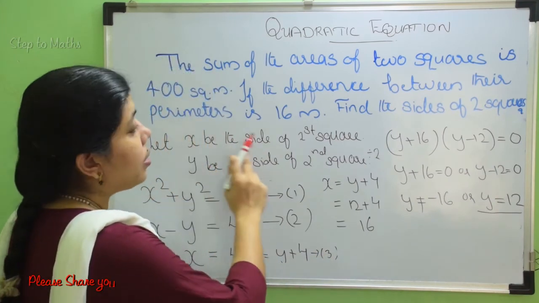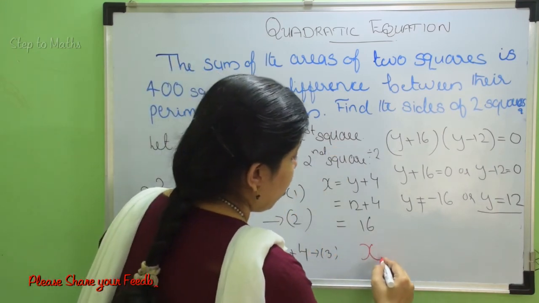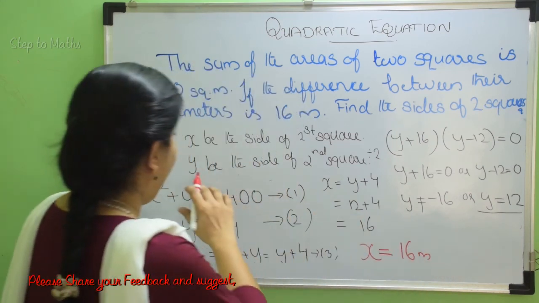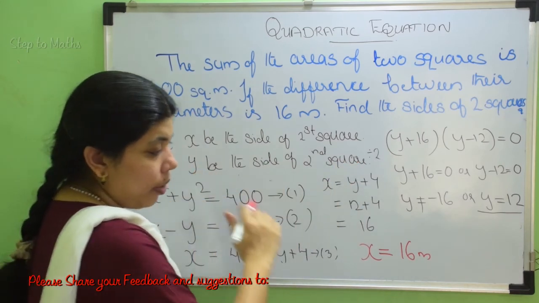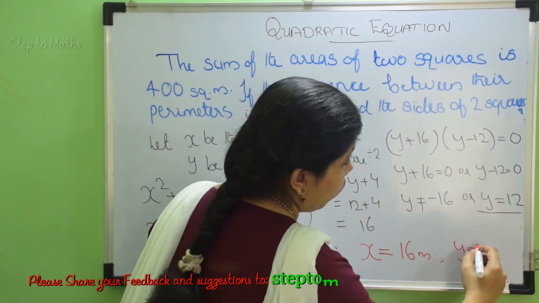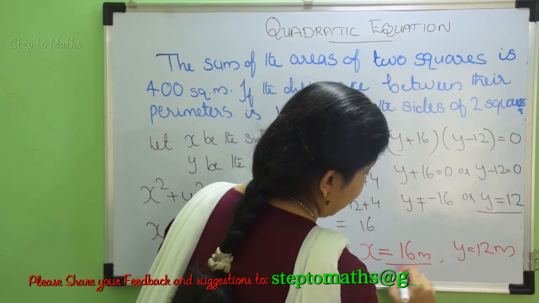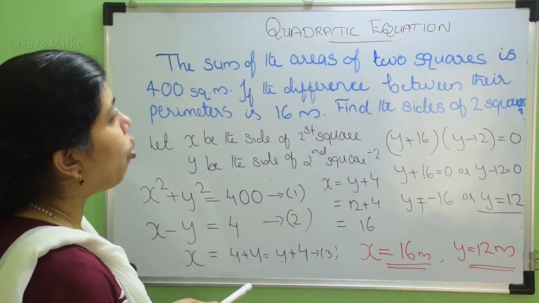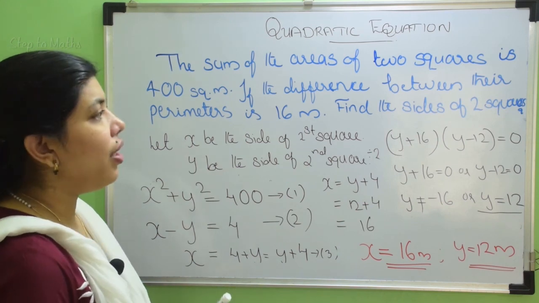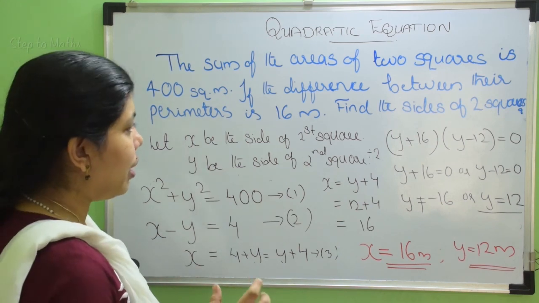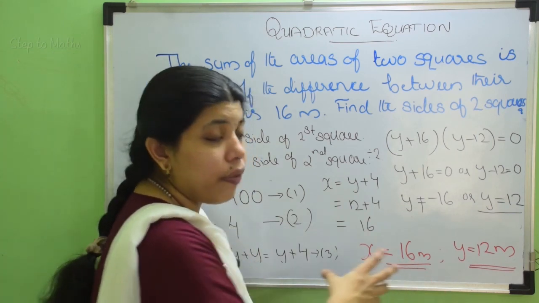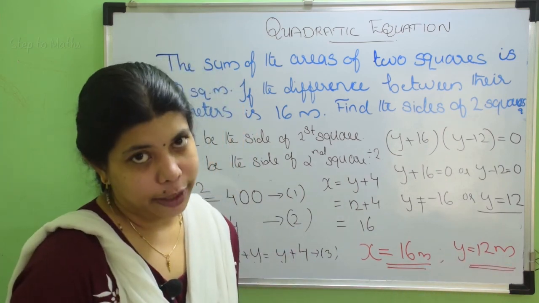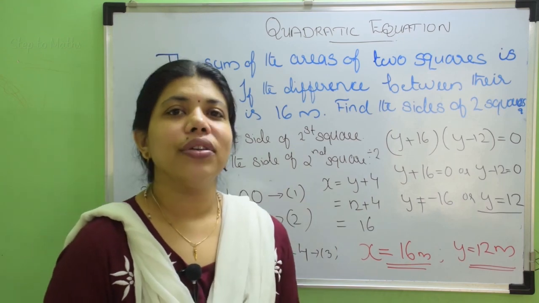x is the side of the first square, so the side of the first square is 16 meter, and the side of the second square is y, so y is equal to 12 meter. These are the sides of two squares whose sum of areas is 400 and difference between perimeters is 16. The sides of the two squares are 16 meter and 12 meter respectively. Thank you.